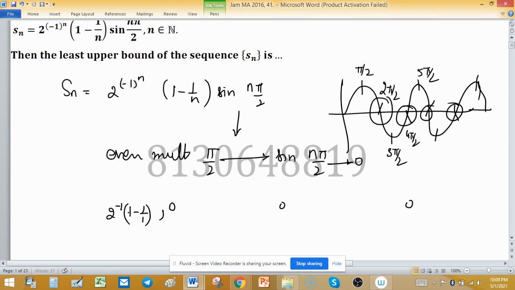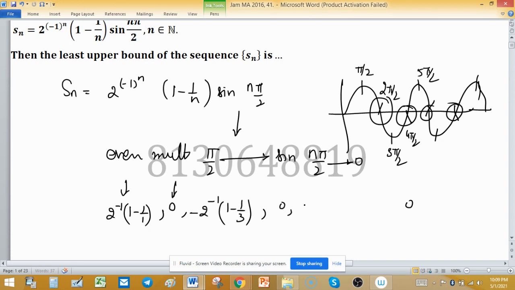So this is first term, this is second term. So third term will be 2 raised to the power minus 1, 1 minus 1 upon 3, and sine 3 pi by 2. Value of sine 3 pi by 2 is minus 1, so negative appears here. Value of fourth term is 0.